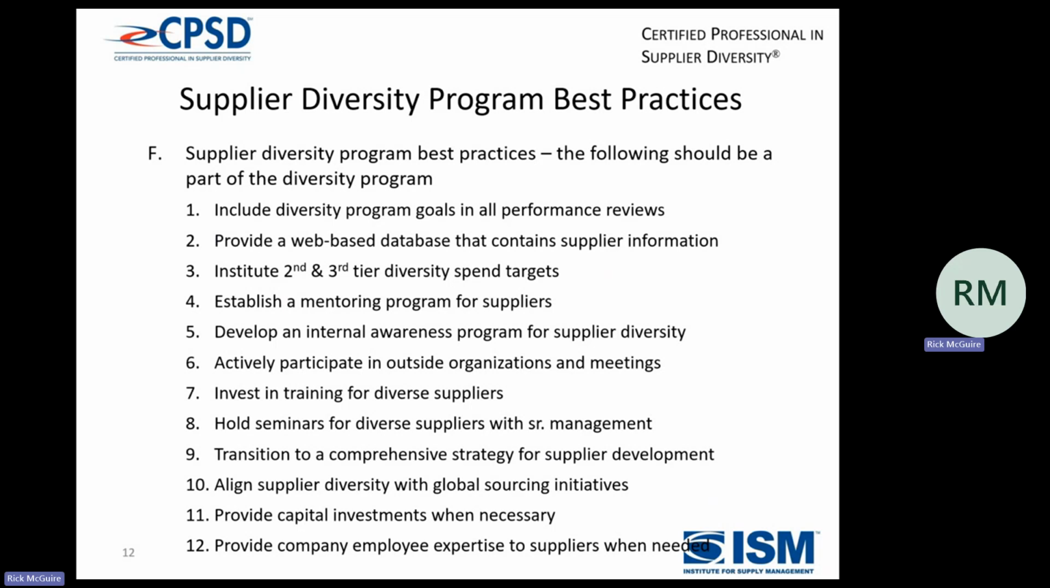Supplier diversity best practices. The following should be part of the diversity program: program goals in all performance reviews.